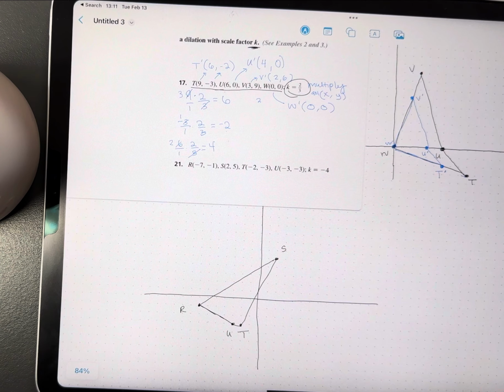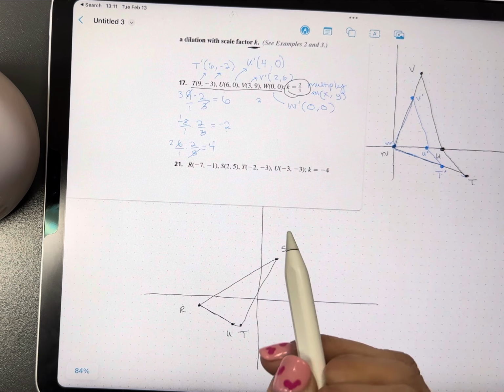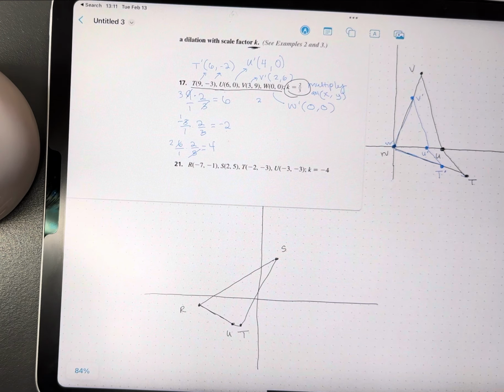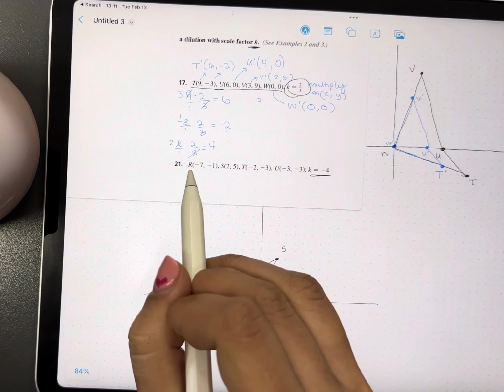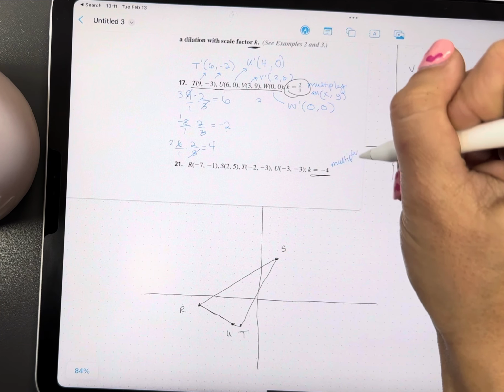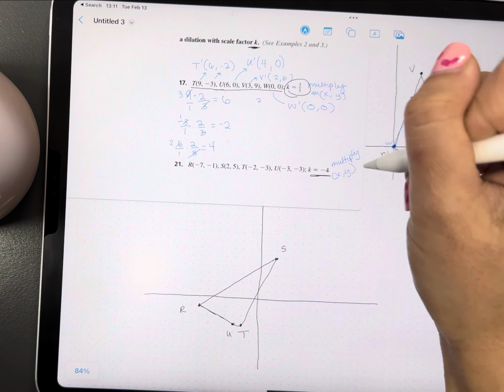What a funny shape. Again, I'm checking to make sure I didn't make a mistake, but it does not appear that I have. So this is what it is. Now, our scale factor is -4. So we're going to multiply all our x's and y's by -4.